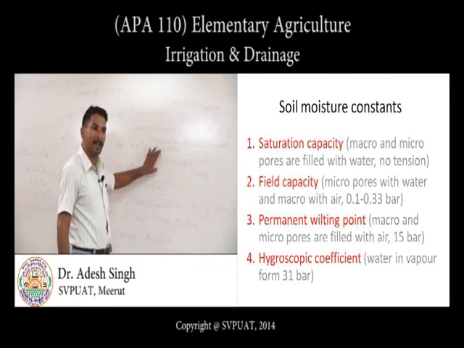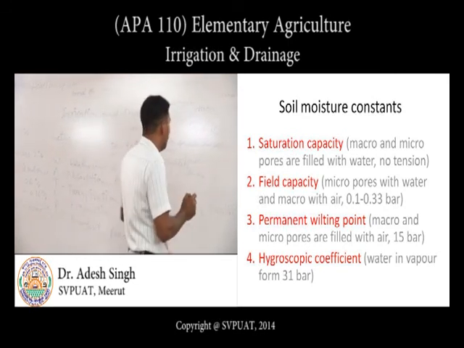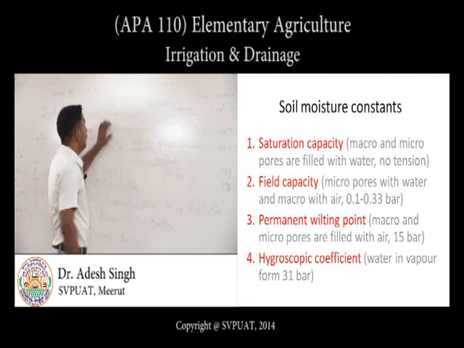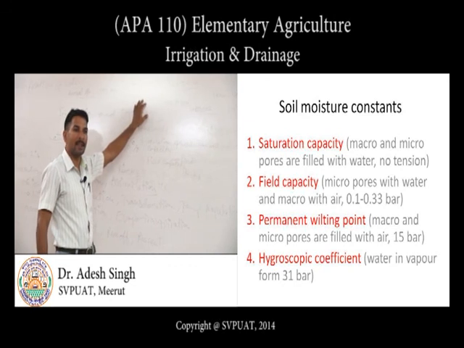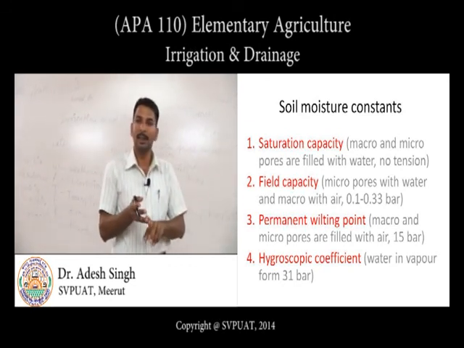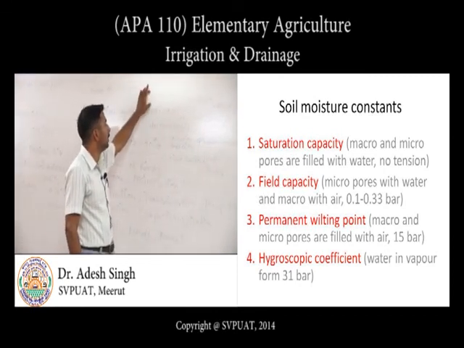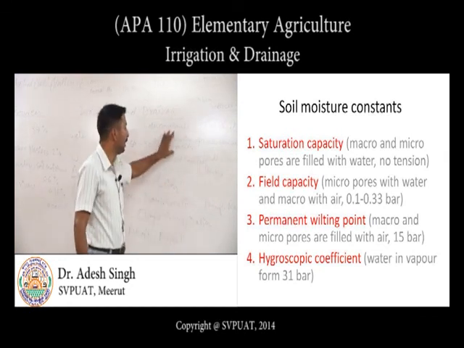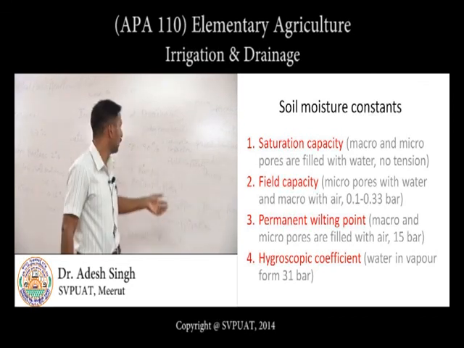So at this point, at the field capacity, the water tension measured is 0.1 to 0.33 bar, means this is the upper limit of available water. In different kinds of textural classes, for example sandy, clay or silt, the tension measured at this point is 0.1 to 0.33 bar, whereas at the saturation capacity water was at zero tension, means there was no tension.